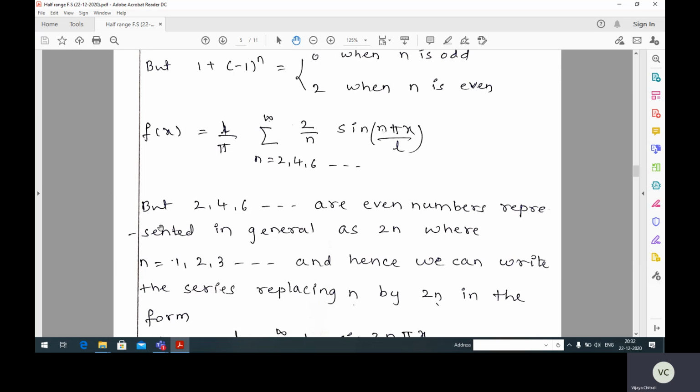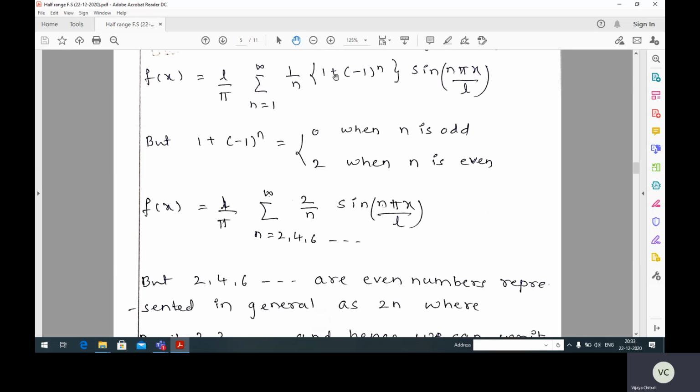Once again, I'll explain this one, because of the network problem. Here f of x is equal to L by pi, summation n is equal to 2, 4, 6 up to infinity, 2 by n sine n pi x by L. Why is it 2? Because 1 plus minus 1 raised to n is 2 when n is even, and this is 0 when n is odd. So n varies from 2, 4, 6 to infinity.